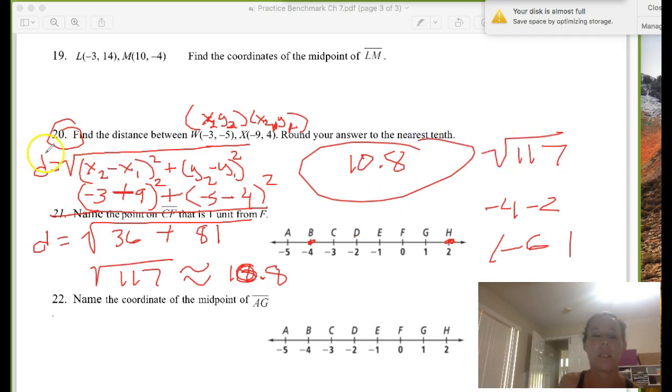Make sure you know distance formula, okay? Distance formula, x2 minus x1 squared plus y2 minus y1 squared. And then label if you want this to be your x2, y2, or this to be your x2, y2, okay? Make sure you have that down. And we change these to 1s.